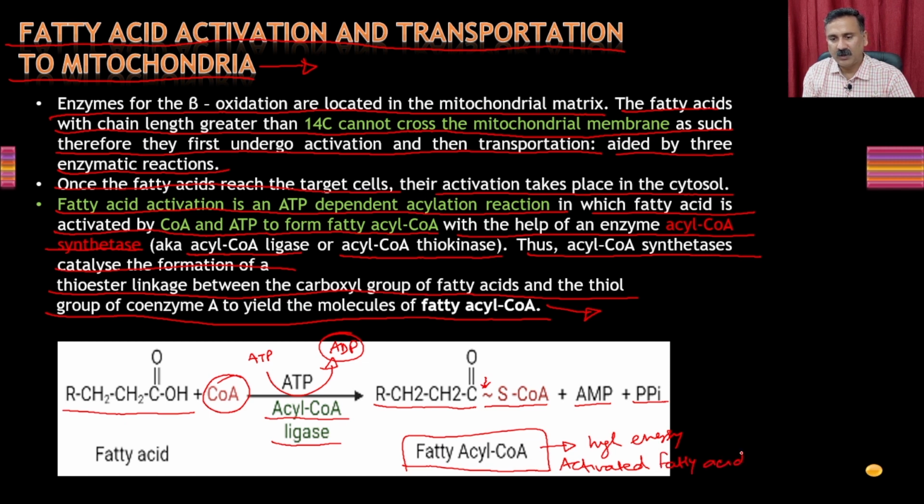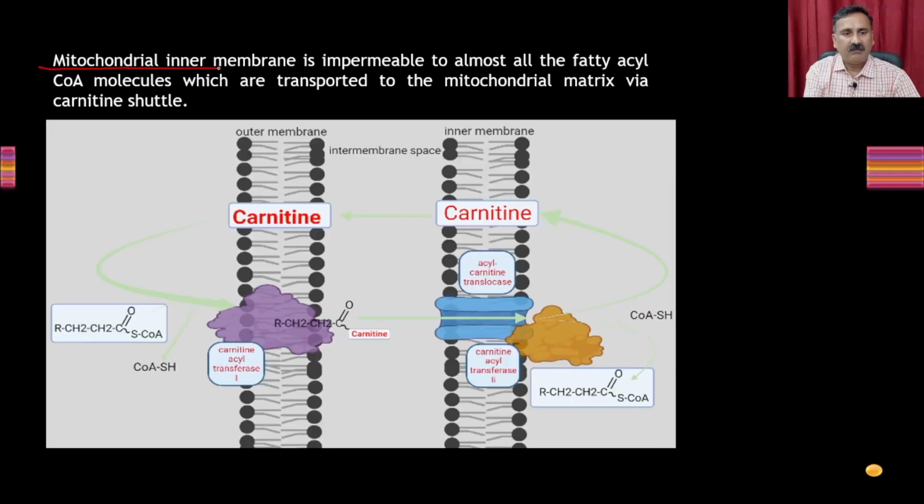So basically, what you have done is put a tag on this particular fatty acid, saying that this fatty acid will go inside the mitochondria and undergo beta oxidation. The mitochondrial inner membrane is impermeable to almost all acyl CoA molecules, which are transported to the mitochondrial matrix via the carnitine shuttle. So there is a carnitine shuttle through which the fatty acyl CoA molecules are transported.